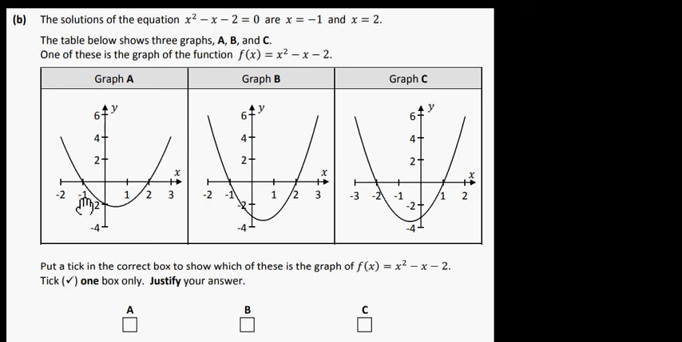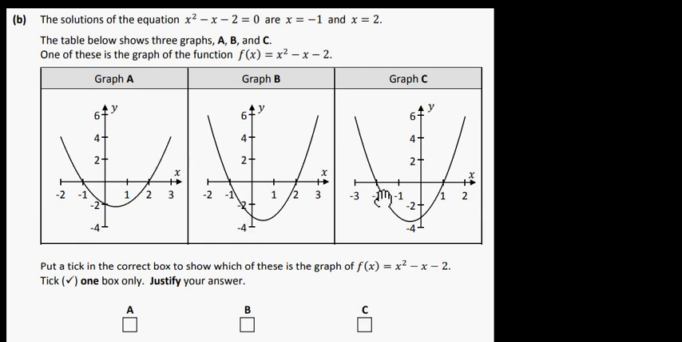So there's a minus 1 here, so that looks fine. There's a 2 here, so that's fine. The graph cuts the x-axis at minus 1 and 2. Similarly here we got minus 1 and 2, so this could be that graph either. Here we have minus 2 and 1, so that's incorrect. So it couldn't possibly be this graph here. So it must be one of these 2 graphs. In fact, the question says put a tick in the correct box to show which of these graphs is this particular function. So it's either A, B, or C.